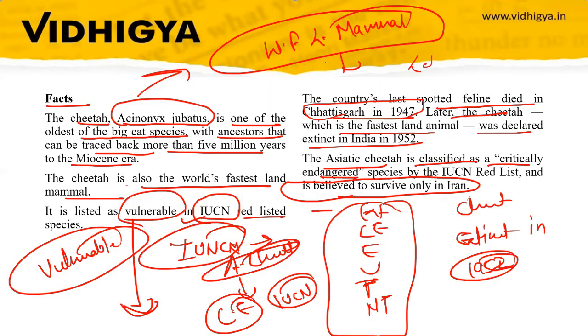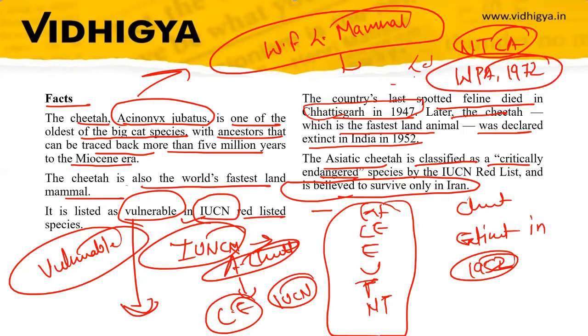Now, there is one thing I would like to talk about: the National Tiger Conservation Authority. There is a National Tiger Conservation Authority which takes care of tigers, and you have to remember one important act, that is the Wildlife Protection Act of 1972. So you have to remember the act.